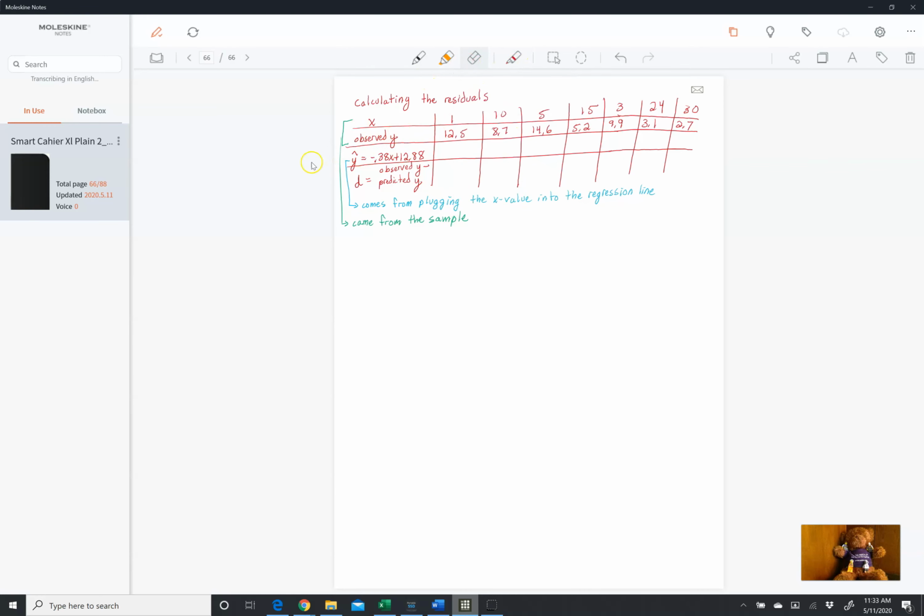So what do we get here? This would be negative 0.38 times 1 plus 12.88. And what do we get here? We get 12.5 actually. If we do that for this one, we get 9.08. Remember, use your judgment when rounding, but don't round more than you have to. You're always better off going further, going more decimal places than less, okay?